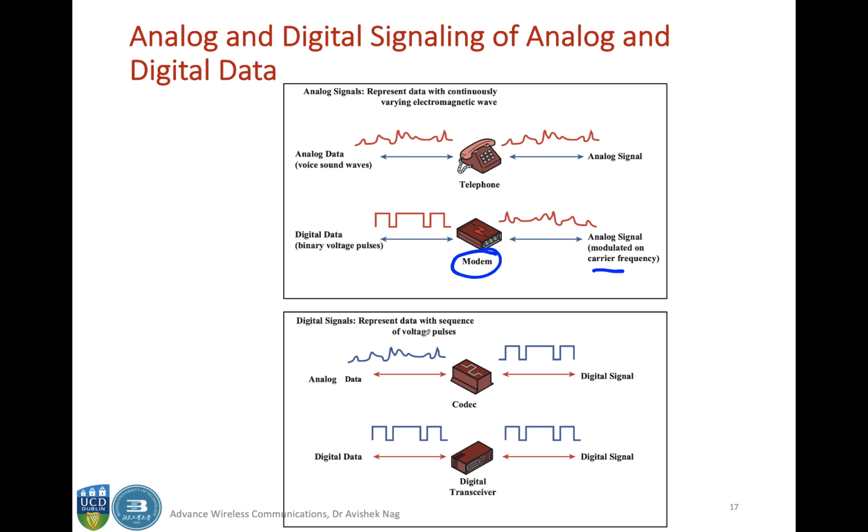And then if you want to transmit analog data over a digital signal, then you need a codec in between that will put your analog data over a digital signal. And then finally you can have a digital data that is transmitted with the digital signal, and for that case you need a digital transceiver to do this operation. So see, there are different devices that can map your different types of data over different types of signals.